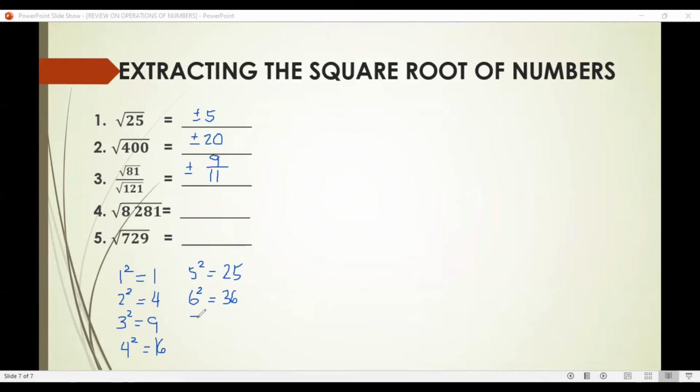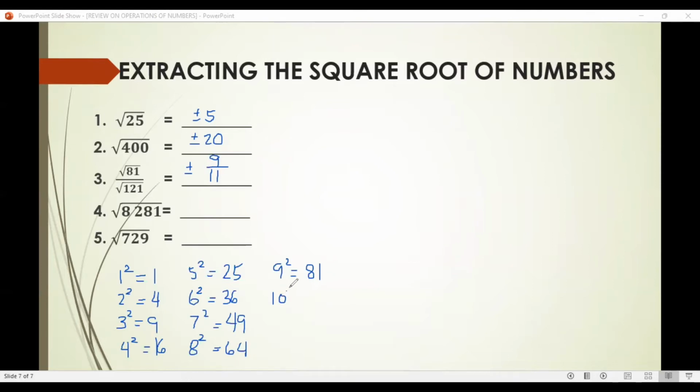So negative 6 quantity squared. Now 7 raised to the second power, we have 49. And 8 raised to the second power, the same as 8 times 8, we have 64. And 9 raised to the second power, that is equivalent to 81. And 10 raised to the second power, that is, of course, 100.